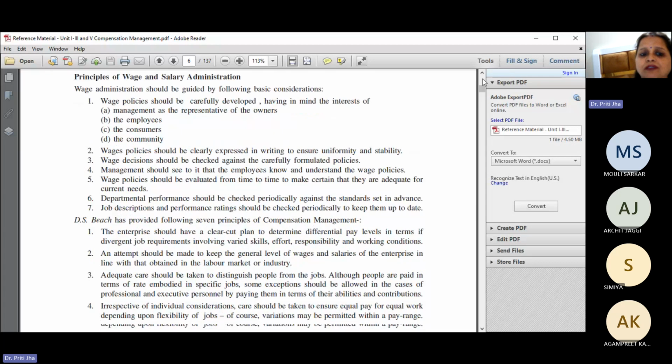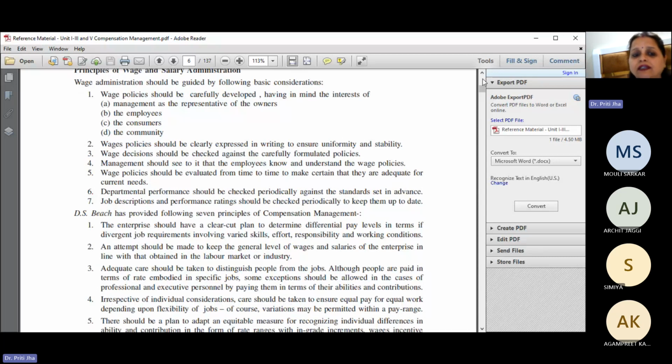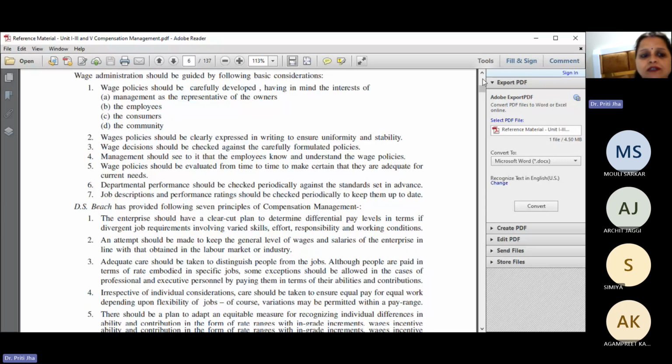Wage policies should be evaluated from time to time to make certain that they are adequate for current needs. Departmental performance should be checked periodically against the standards set in advance. Job descriptions and performance ratings should be checked periodically to keep them up to date.